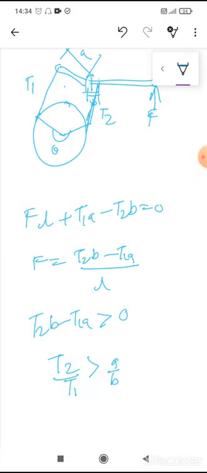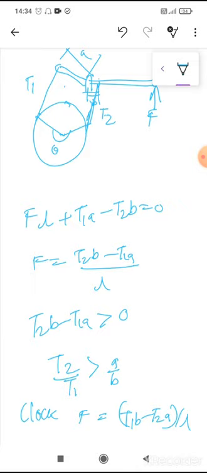Now the same case, with rotation clockwise. This was for anticlockwise, so the force for clockwise will be F equal to (T1·B minus T2·A) divided by L. As T1 is greater than T2 and B is greater than A, under all conditions the effectiveness of the brake will depend upon the force, and when A is equal to B, the band cannot be tightened and thus the brake cannot be applied.